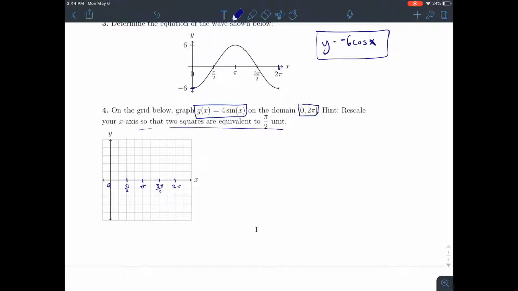Also put a 0. So sine of 4x is going to go up to 1, starting at 0, back to 0, down, and up to 2 pi. And now we've got our entire period of our trig function.